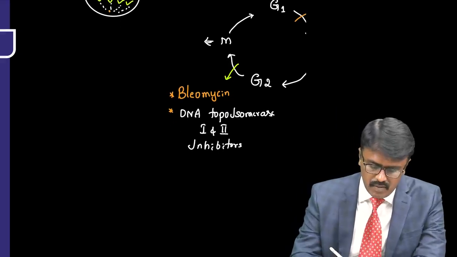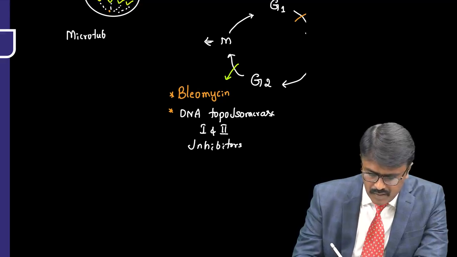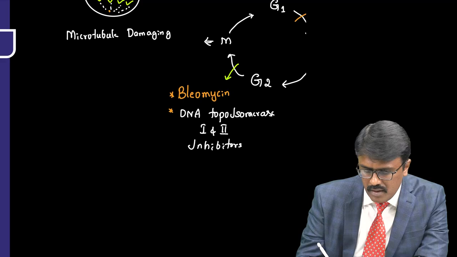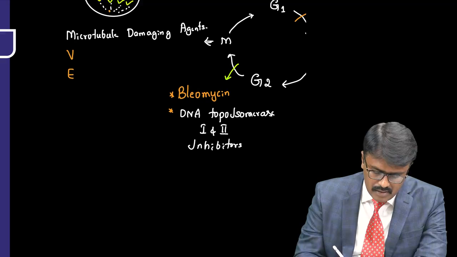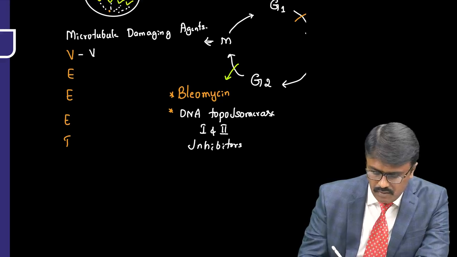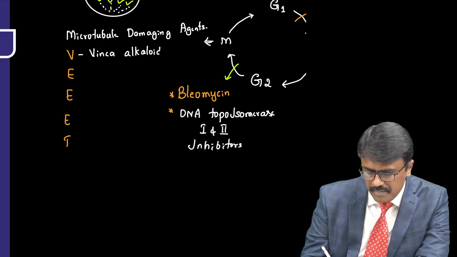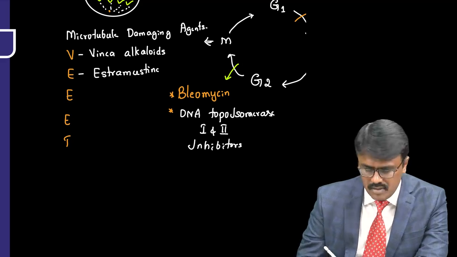And they act on M phase, they are called microtubule damaging agents. So what are these drugs? Let me introduce them. You can remember by the mnemonic VEAT drugs. V stands for the vinca alkaloids. That means they are obtained from the plant. Then we have a drug called estramustine. Estramustine is used in prostate cancer, we'll discuss, don't worry.